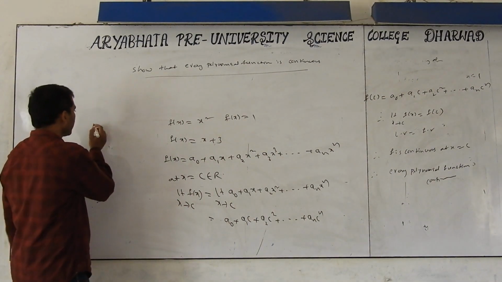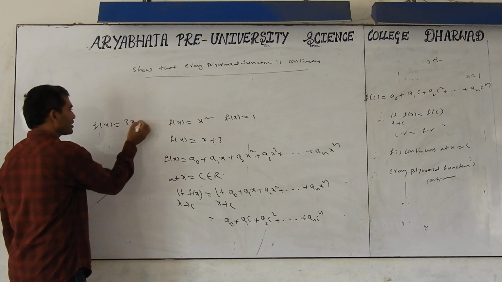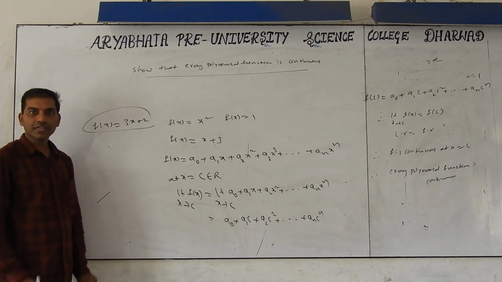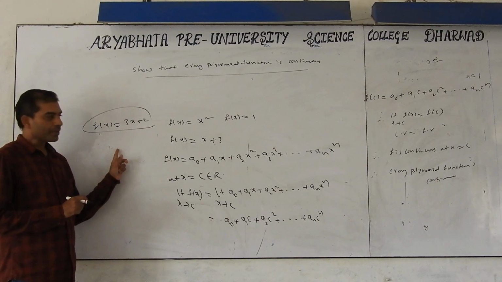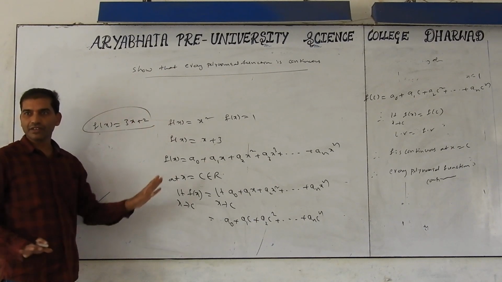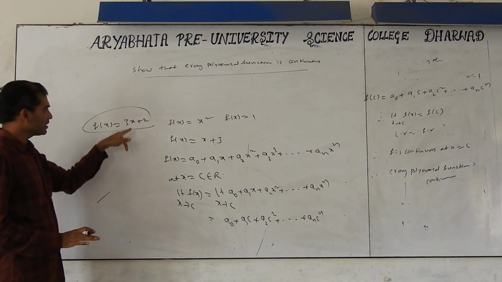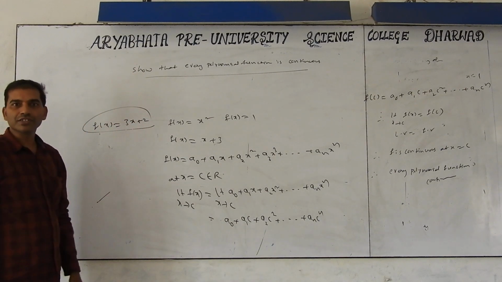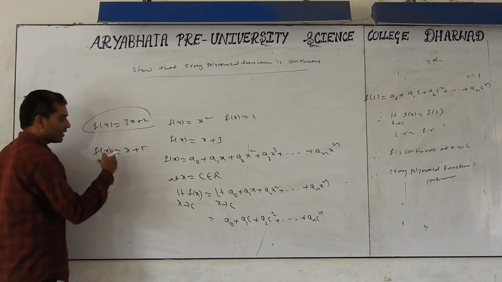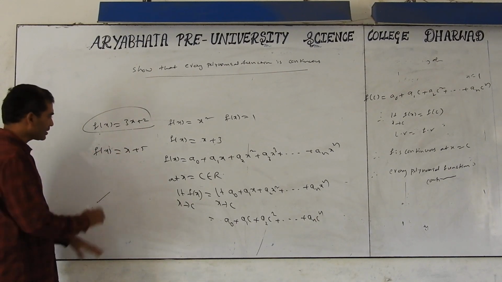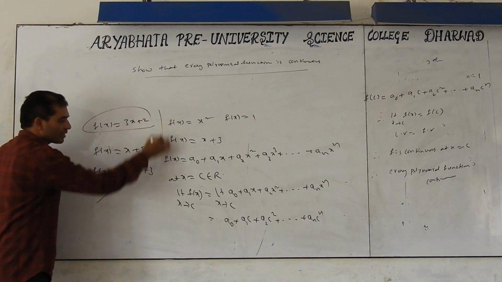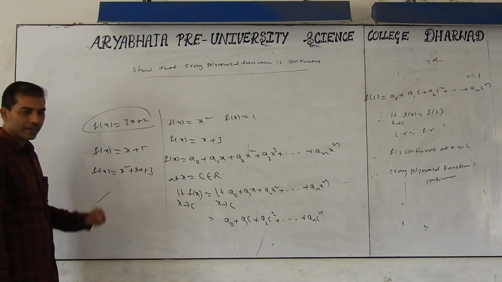For example, f of x is equal to 3x plus 2. Tell me, is it continuous or not? Yes. Why? Because it is a polynomial. Every polynomial function is continuous everywhere. So by saying it's a polynomial, therefore it is continuous. f of x is equal to x plus 5 is also a polynomial, so continuous. f of x is equal to x square plus 2x plus 3 is also continuous because it is a polynomial.